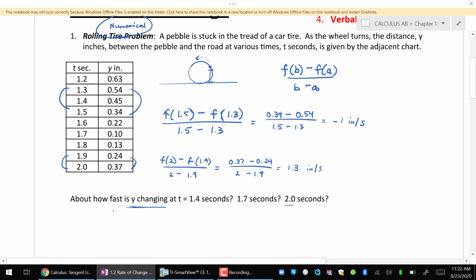My approximation for how fast the distance between the pebble and the road is changing at time 2 would be about 1.3 inches per second. Notice also the fact that I have a negative sign up here and a positive sign below. So that should also tell me something about what's happening to the distance. The distance between the pebble and the road is decreasing in my first case, but then at 2 seconds, the distance between pebble and road is increasing. Again, because of the sign, the sign that's on those numbers.